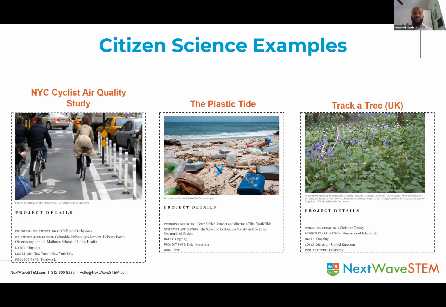The second example is called the Plastic Tide. This is from Peter Kohler from the Scientific Exploration Society of the Royal Geographical Society. So that's the other brilliant thing, and I didn't even mention this. The other brilliant thing about citizen science is that it also creates these communities, not just locally, but potentially globally. There are global scientific experiments, people from literally all seven continents who are feeding data into these different experiments and creating these robust communities. The Plastic Tide is a perfect example.